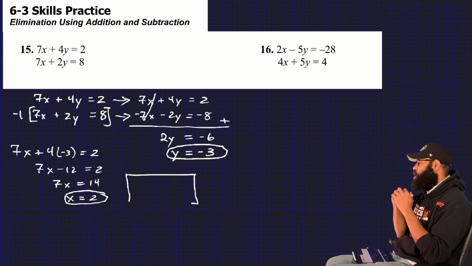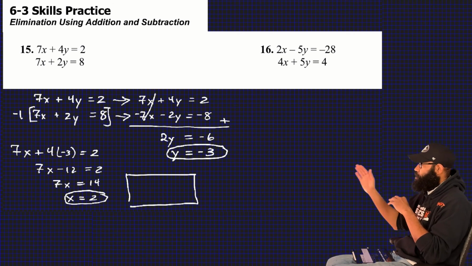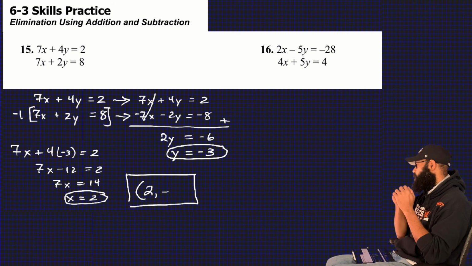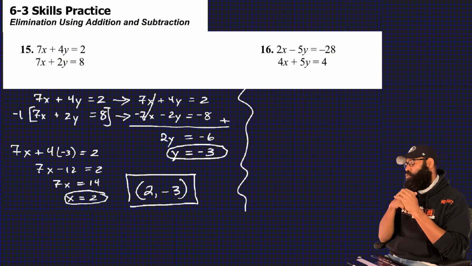Go ahead and solve your two-step. Add 12 to both sides. 7x is equal to 14. Therefore, x must equal 2. There's my solution. Box. X is 2, y is -3.